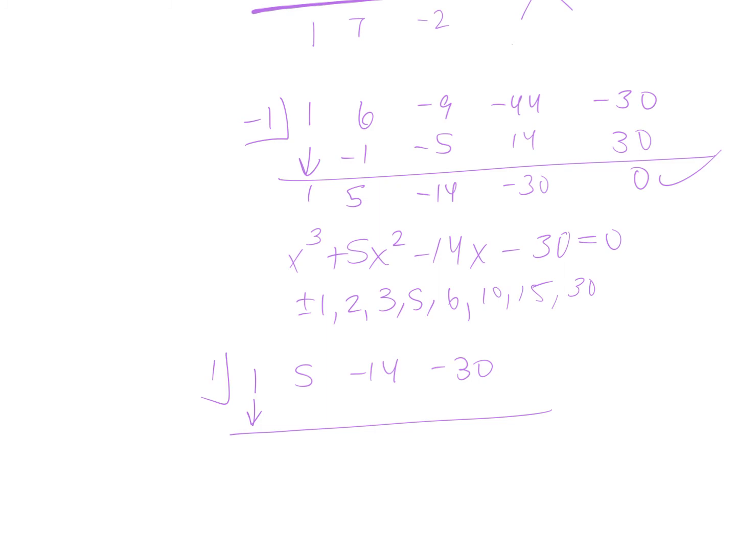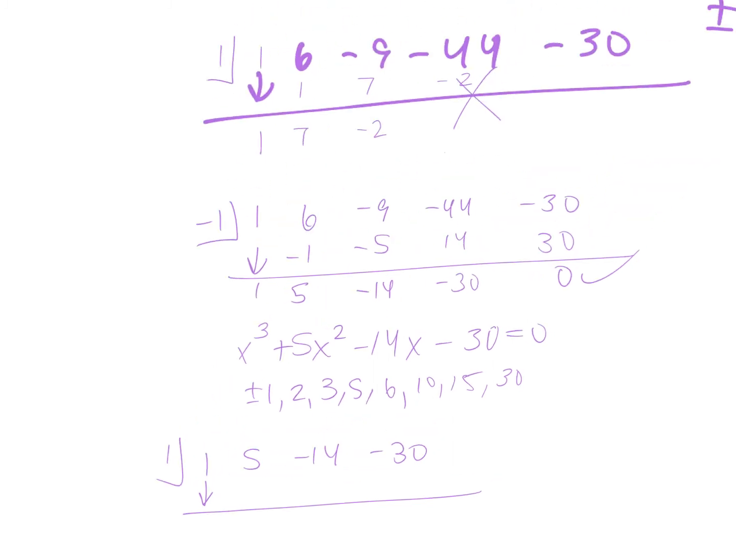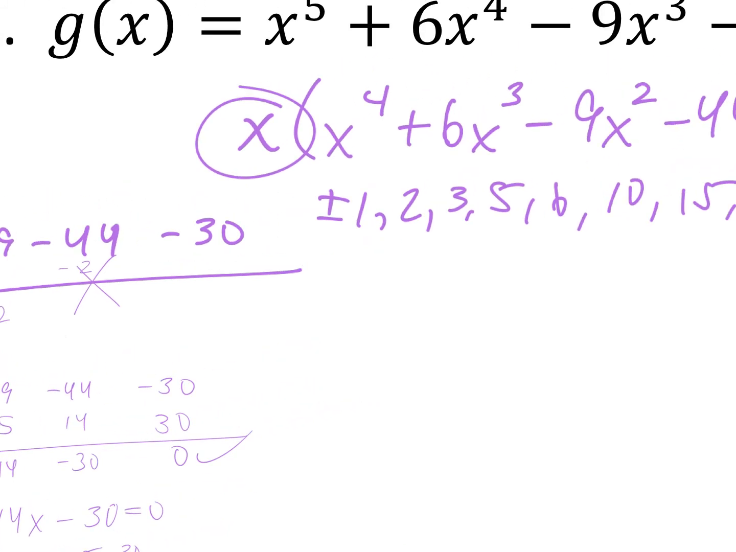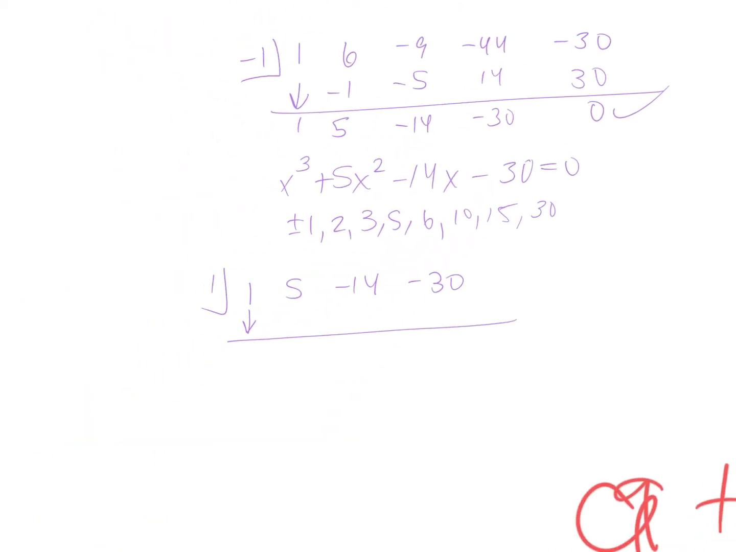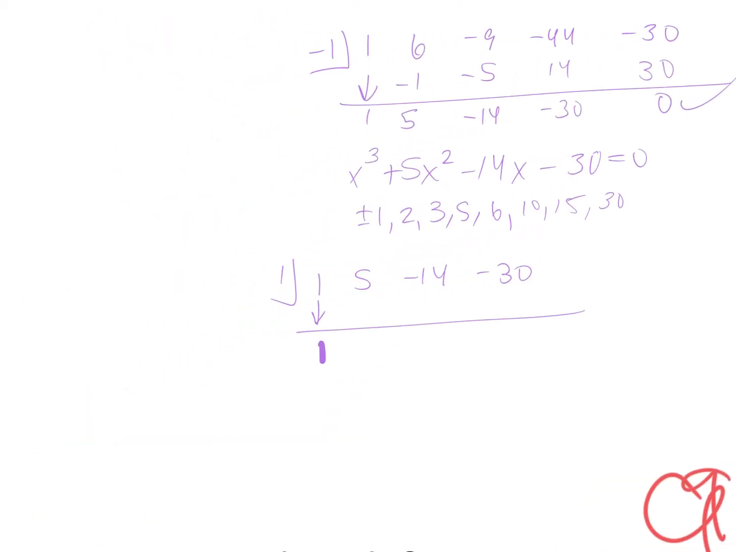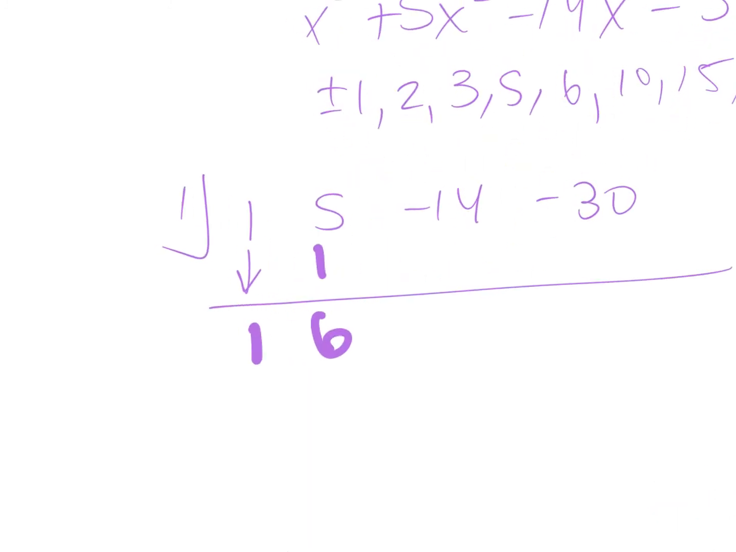Yes, sir? Why did it start with x to the 4th instead of x to the 3rd? No, because here we started with x to the 4th. So when you synthetically divide, you always start with 1 less. Remember, because we took that original x out. So bring down your 1. 1 times 1 is 1. 5 plus 1 is 6. 6 times 1 is 6. Negative 14 and 6 is negative 8. Is this going to work? No. Go to the next one.